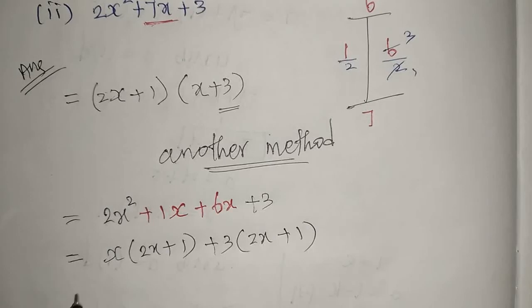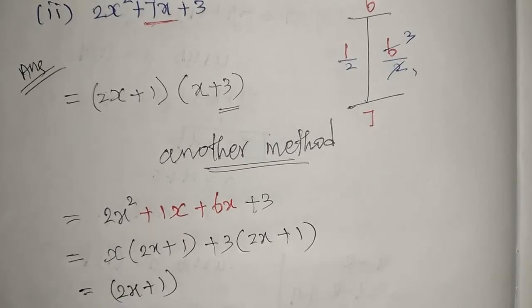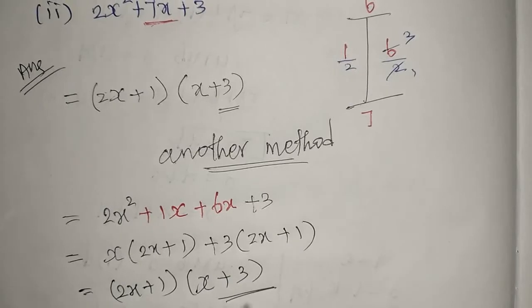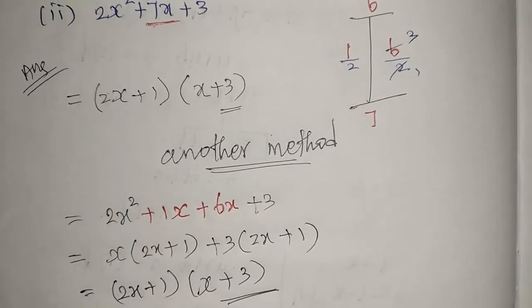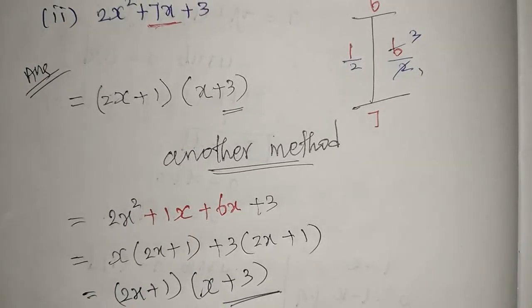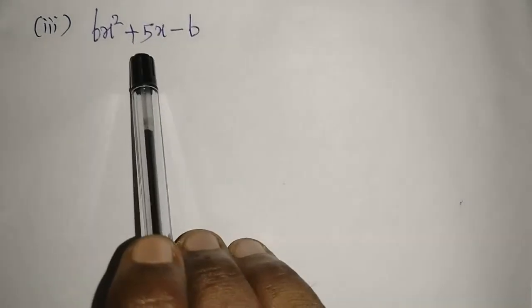Now see, in both cases 2x plus 1 is common. So I am taking 2x plus 1 commonly outside. After that here we have x only, so x I am writing. In this case we have plus 3. That's it. Now see, 2x plus 1 into x plus 3. The same thing we got. This is the middle term splitting method. This is the I factor method. So anyone you can learn in a proper manner. Understand? Thank you. Now the third question, 6x square plus 5x minus 6.